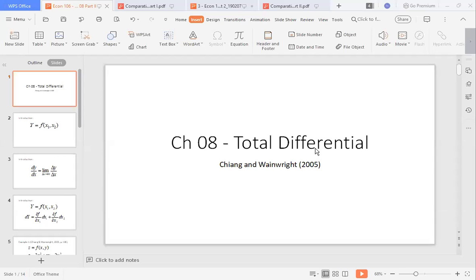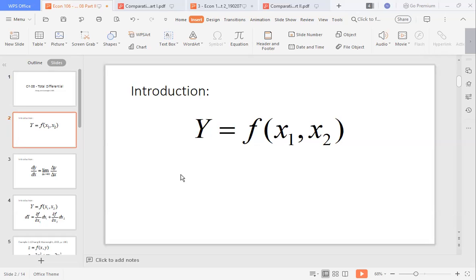Okay, so today's discussion is on chapter 8, total differential. Again, you can check the chapter in Chiang and Wainwright's book, again on chapter 8. Okay, we'll first start with this given function. So supposing that y is a function of x sub 1 and x sub 2.